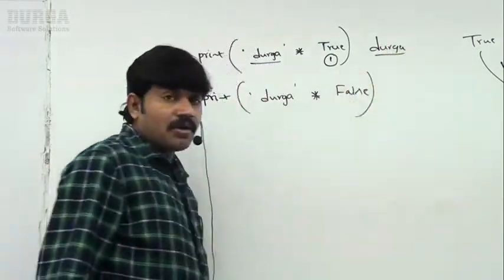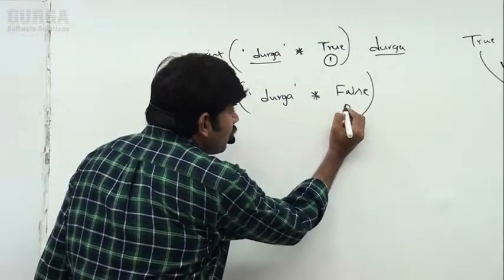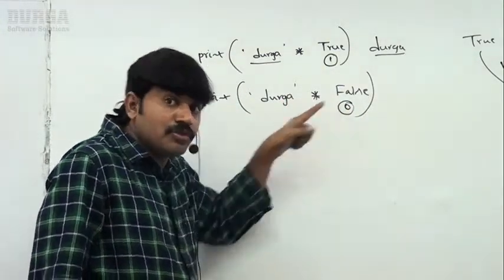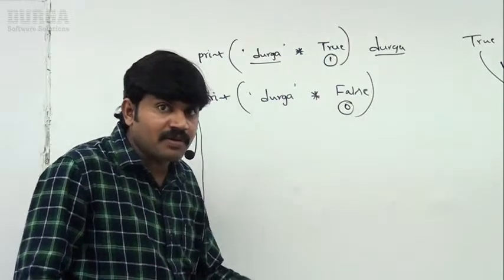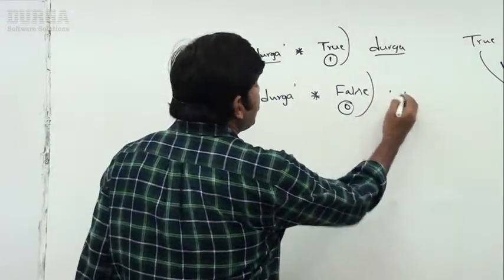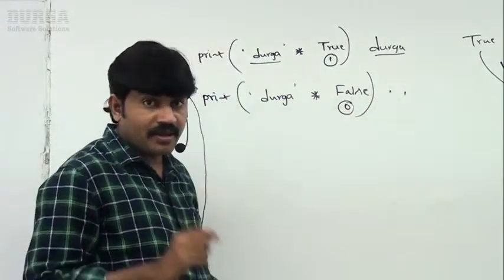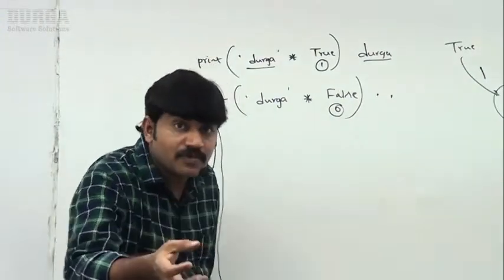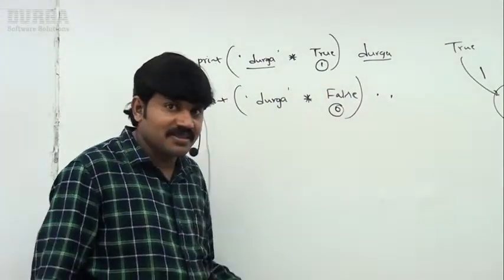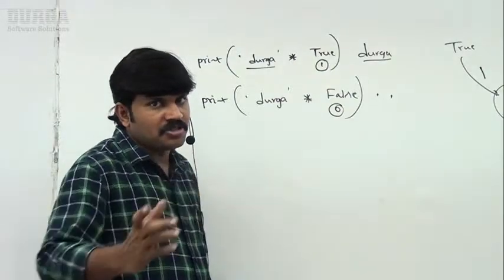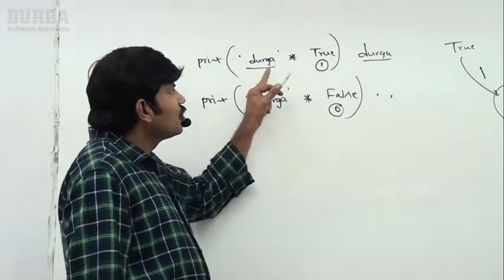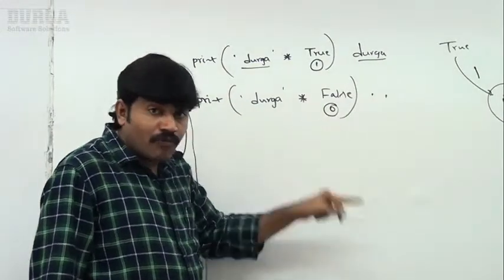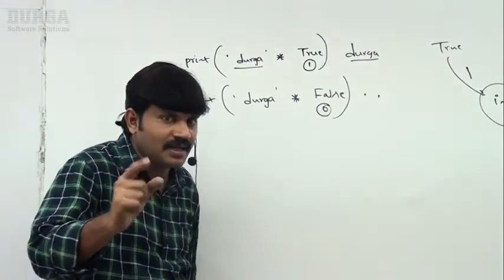Now, false means 0. Can you please repeat Durga 0 number of times? Nothing. You are going to get an empty string. Sometimes an interviewer may try to create confusion, and there is a chance he may ask this type of thing. You should be in a position to answer left and right. Durga into true, Durga is the answer. Durga into false, empty string is the answer.